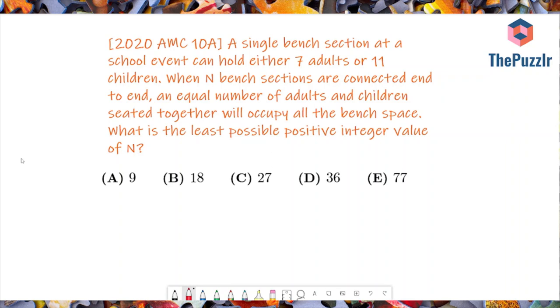And when n bench sections are connected end to end, an equal number of adults and children seated together will occupy all the bench space. So there's going to be some sort of an LCM part involved here, but what does that mean? Let's see. There's an equal number of adults and an equal number of children. So let's call the total number of adults 7a, where a is an integer, and the total number of children 11c. Well, a and c are both integers. So if we make a equal to 11 and c equal to 7, that's the least amount it'll work. And that's because the LCM of 7 and 11 is 77. So 77 is the smallest positive number that is divisible by both 7 and 11.